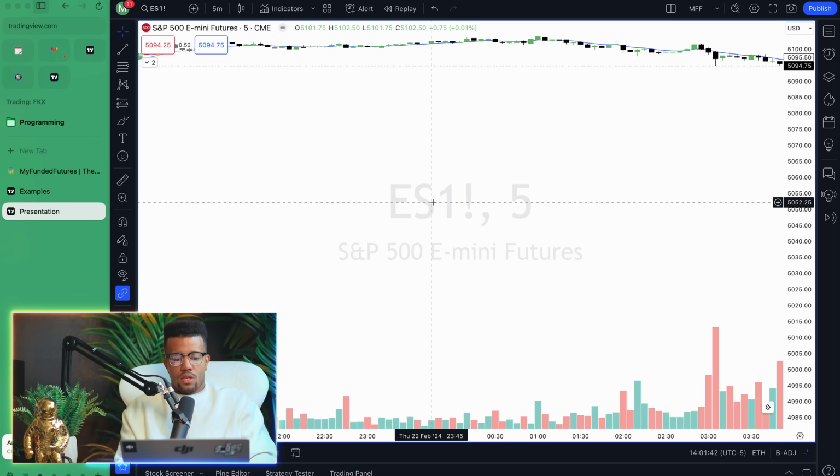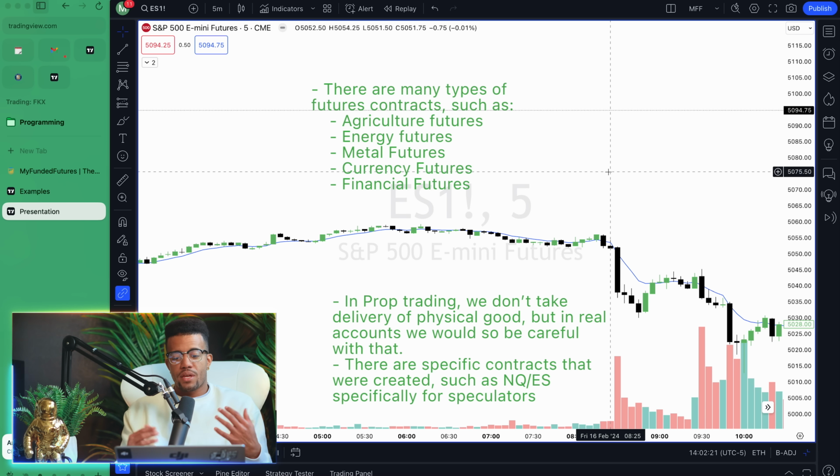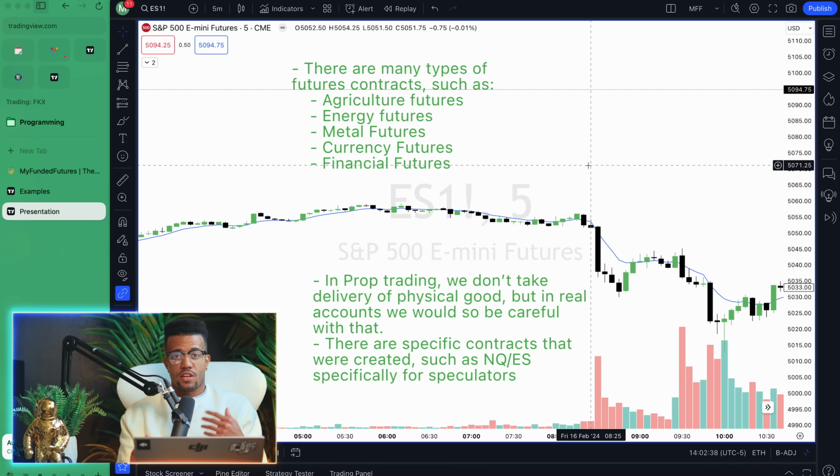So let's go ahead and look at some examples here. There are many different types of futures contracts, guys and girls. There are agriculture contracts, energy futures, metal futures, currency futures, and financial futures, things tracking indices like SPX, NDX. There are futures contracts specifically made for speculators like us, such as ES, NQ. That's what I trade. Go to my channel, you can check that stuff out.